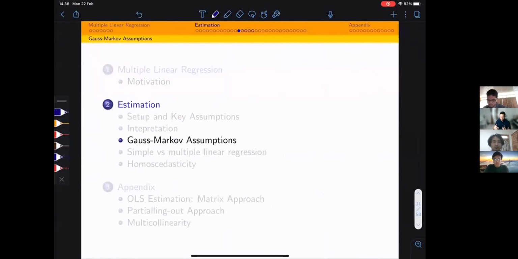All right, any question before I go and discuss the Gauss-Markov assumptions? Okay, cool. So let me just recap.